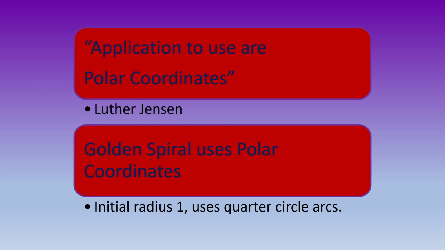With the radius vectors, the application to use is polar coordinates. Well, guess what? A golden spiral uses polar coordinates.